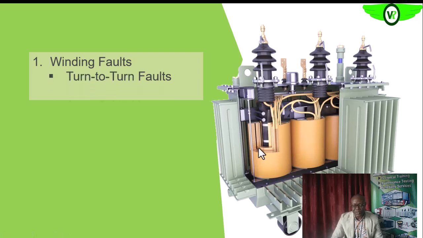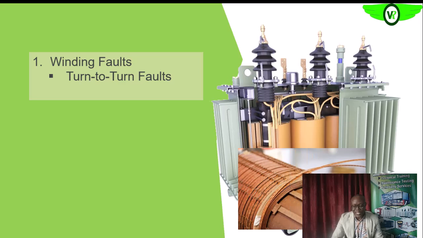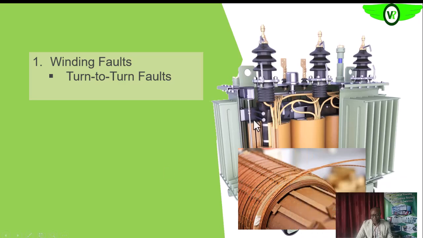So the first one that we are going to be looking at is the turn-to-turn fault. Remember that each of the conductors that is used to wind the transformer winding, either the primary or the secondary winding, is insulated, as you can see here. There is a conductor inside this insulation, so it is insulated, which means that these two strands that you are seeing, these two conductors, you don't expect them to have any contact. That is, electricity that is flowing through this cannot go into this one, even if they have physical contact. They will not have electrical contact. So that is how it is designed.